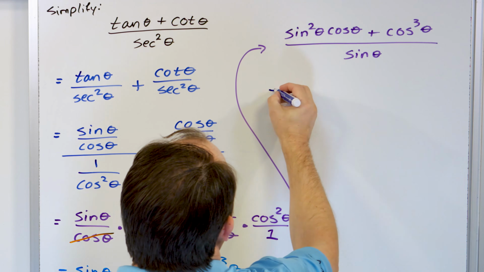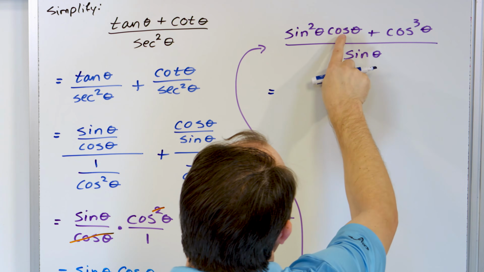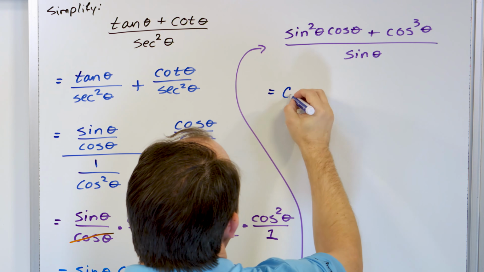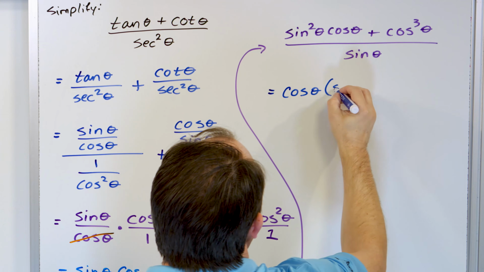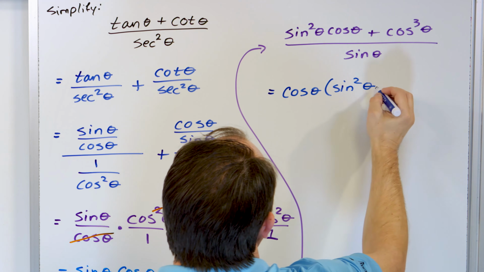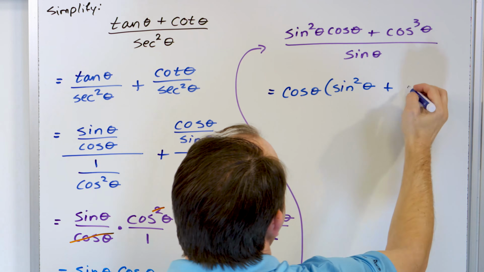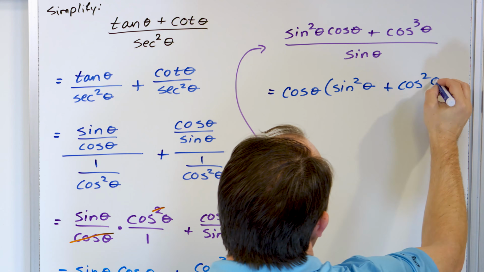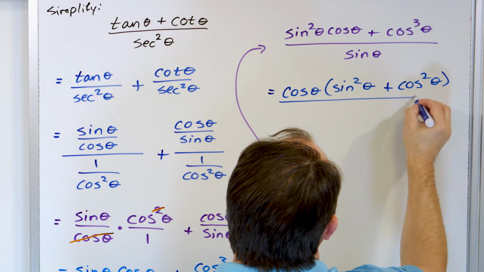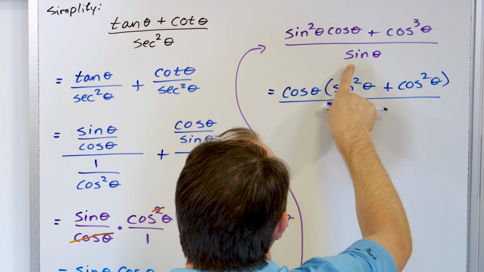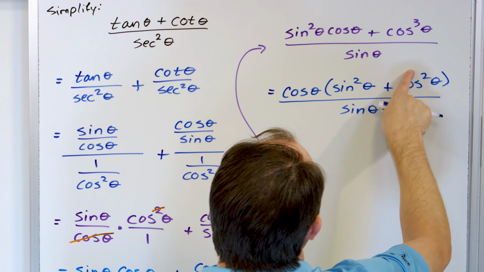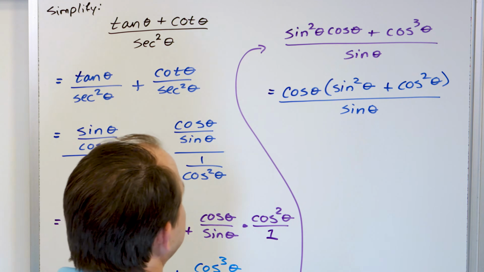In the numerator, notice I have a common term. I have a cosine here and a cosine here, so I'm going to factor out a cosine of theta. In that first term, I'm going to have left over a sine squared of theta. And then over here, left over, I'm going to have a cosine squared of theta. And then on the bottom, I'm going to have a sine of theta. Notice if you back multiply, you get this term. And if you multiply over here, you get this term. So I know I factored out correctly.